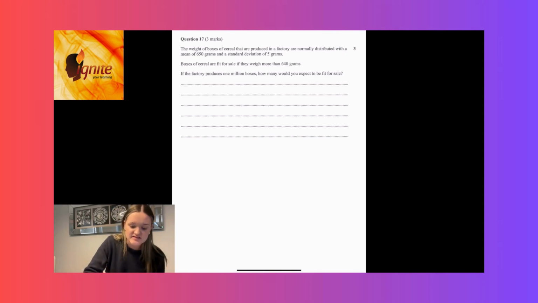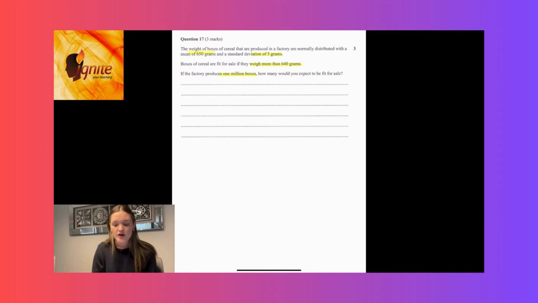So with question 17, we have the weight of boxes of cereal that are produced are normally distributed with a mean of 650 grams and a standard deviation of 5 grams. Boxes of cereal are fit for sale if they weigh more than 640 grams. And we're also told that if the factory produces 1 million boxes, how many would you expect to be fit for sale?